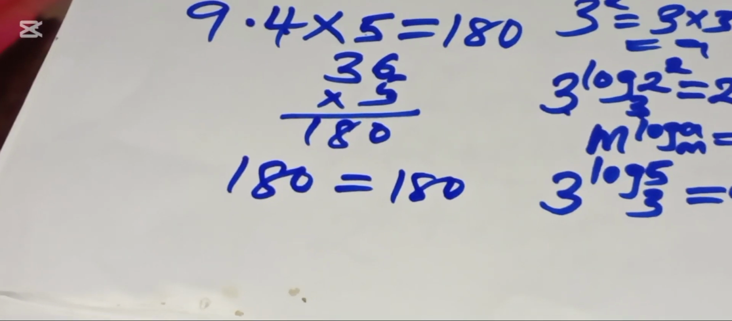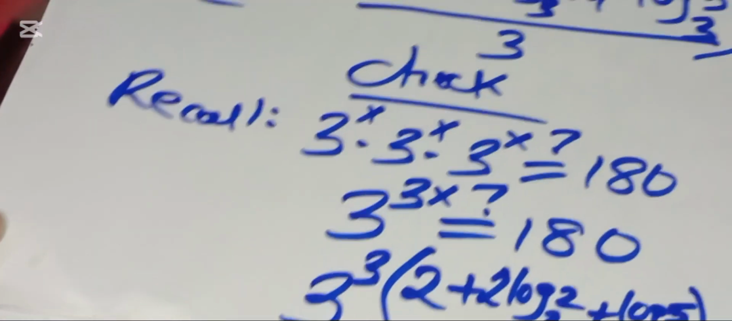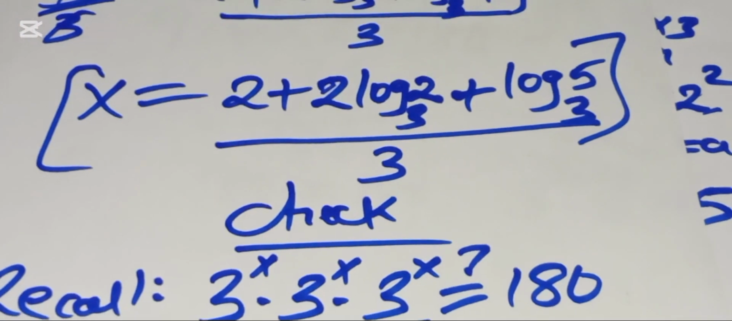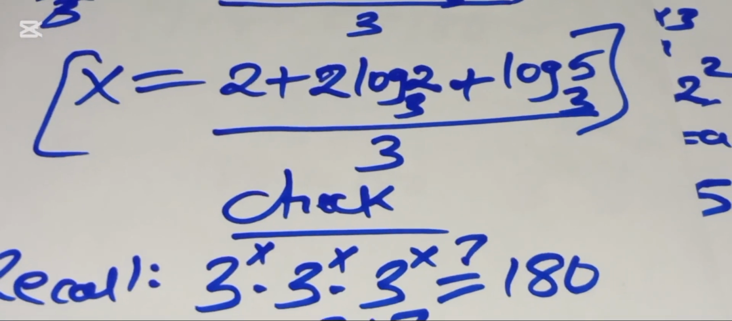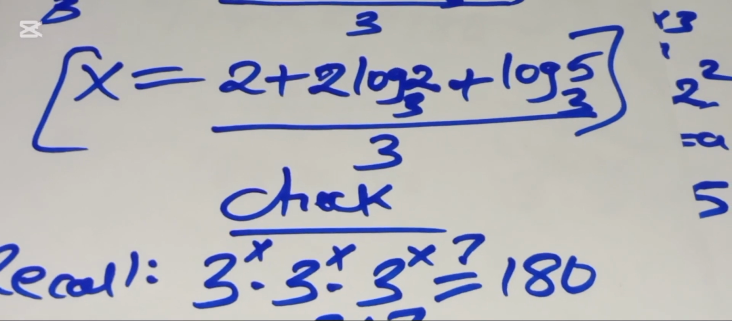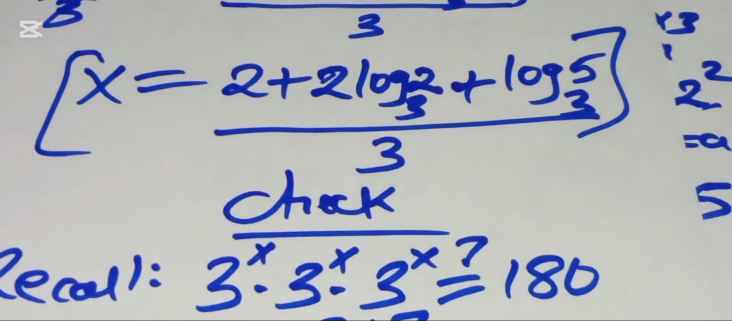And that affirms that the value of x, which is 2 plus 2 log 2 to base 3 plus log 5 to base 3 divided by 3, actually satisfies the equation.